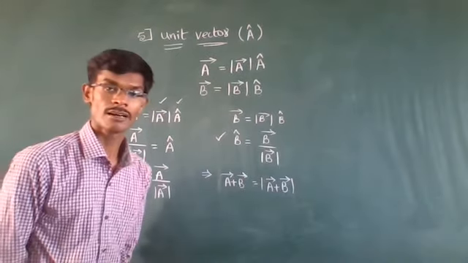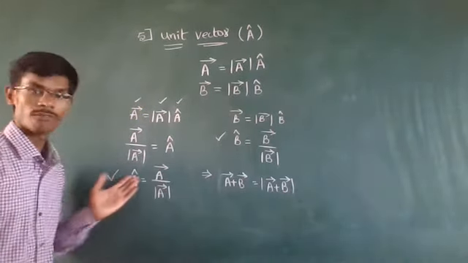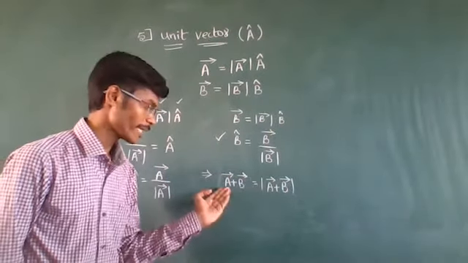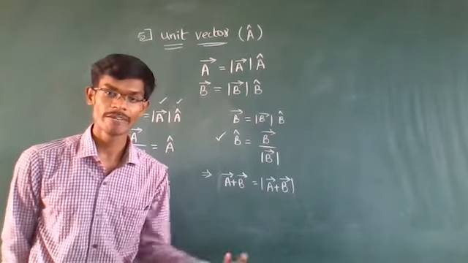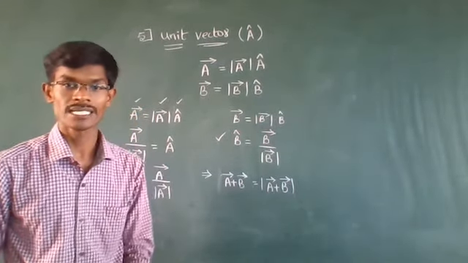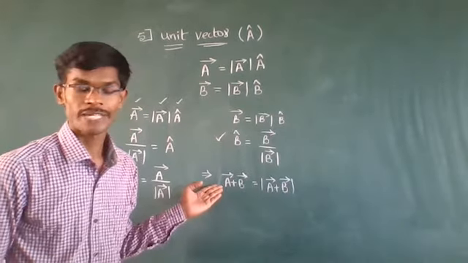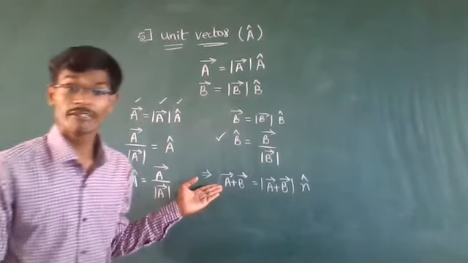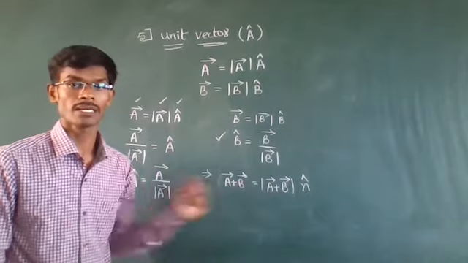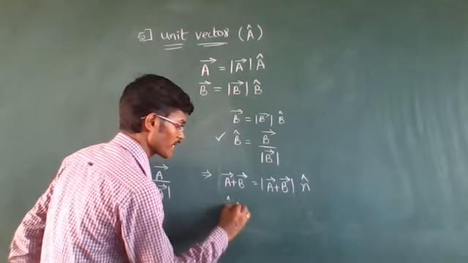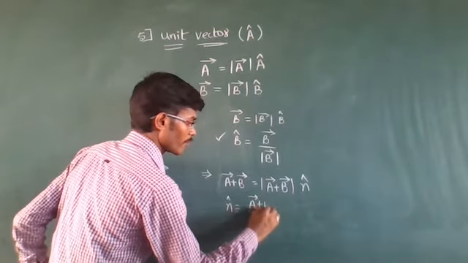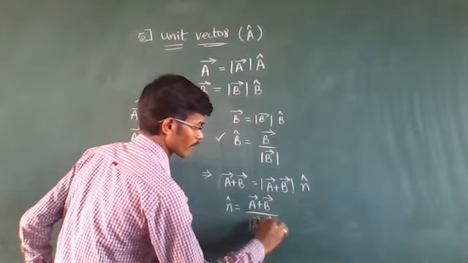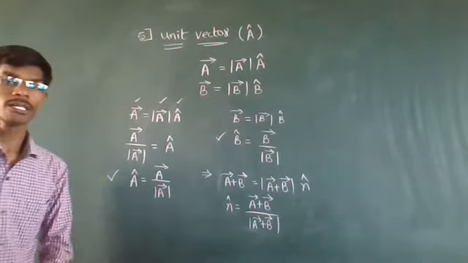Then how can we represent the direction? If it is A bar, we represent it with A cap. If it is B bar, we represent it with B cap. But here we have A bar plus B bar, so how can we represent it? Any other letter we can consider as the unit vector of A bar plus B bar. For example, if I consider n cap as the unit vector along A bar plus B bar, then the unit vector can be written as n cap is equal to A bar plus B bar divided by modulus of A bar plus B bar.